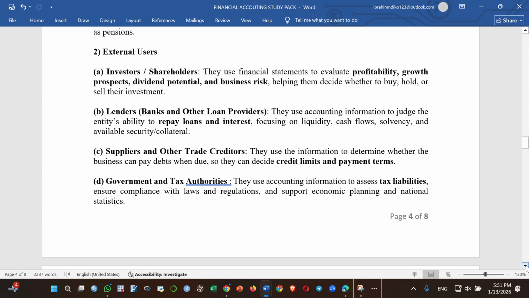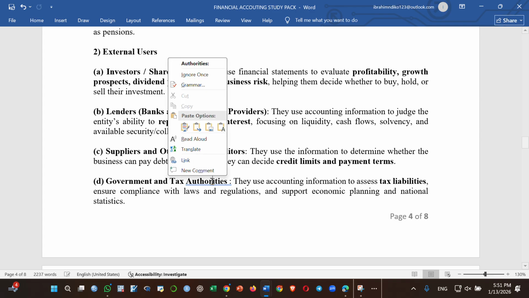Now the suppliers will want to know if we supply goods to that company on credit, will they pay us in time? So they need to assess the financial information of that company. Then the government. The government would want to assess the accounting information of this company so as to assess how much in form of tax this company should pay.